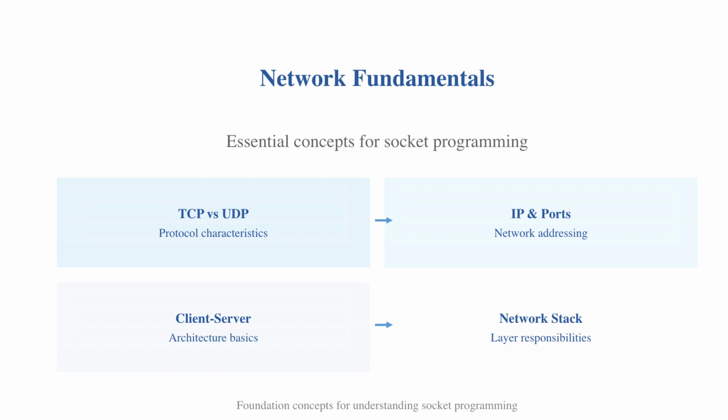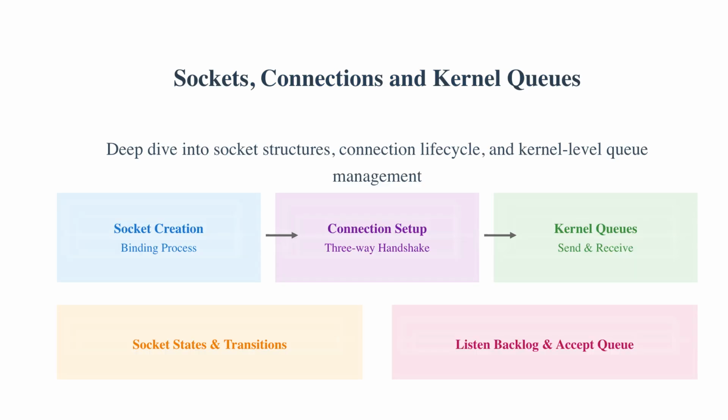Finally, understanding the network stack layers helps you see the big picture. From the physical layer handling electrical signals, up through the transport layer where TCP and UDP operate, to the application layer where your socket code lives. Each layer has specific responsibilities that enable network communication. These networking fundamentals provide the conceptual framework for everything we'll build with sockets. In our next section, we'll explore how sockets, connections, and kernel queues work together to implement these networking concepts in practice.